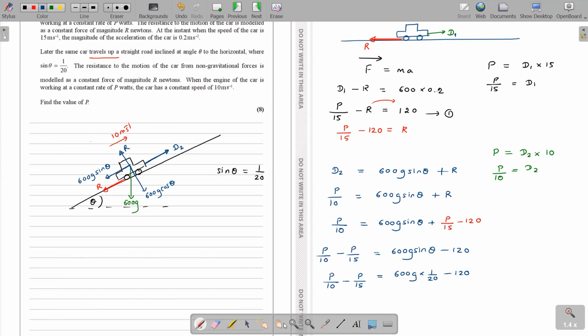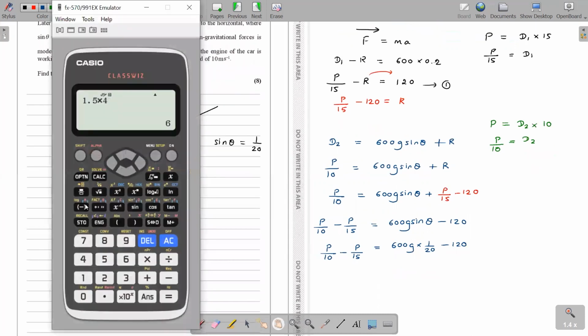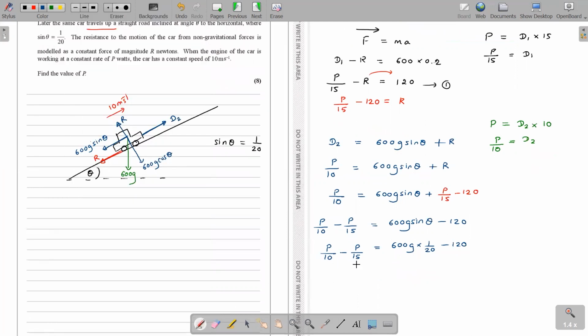P over 10 minus P over 15. How much is it? 1 over 10 minus 1 over 15 gives me 1 over 30, which means in this case it's P over 30, right? Because we have the P value. So P over 30 equals, and in this case, again, we give the value of g as 9.8.